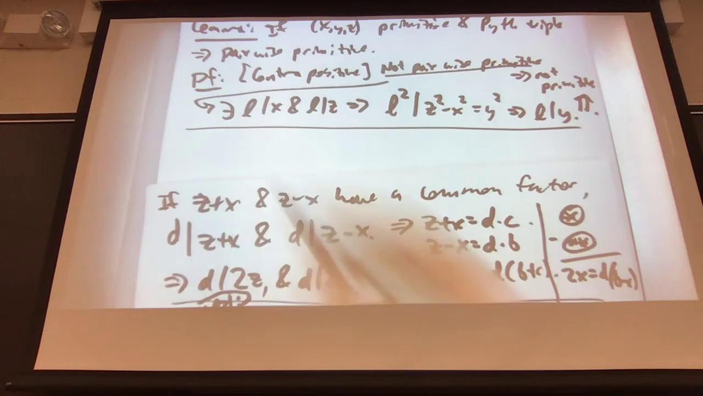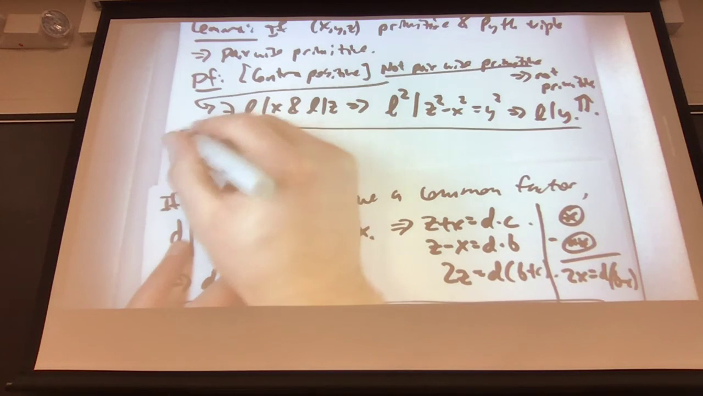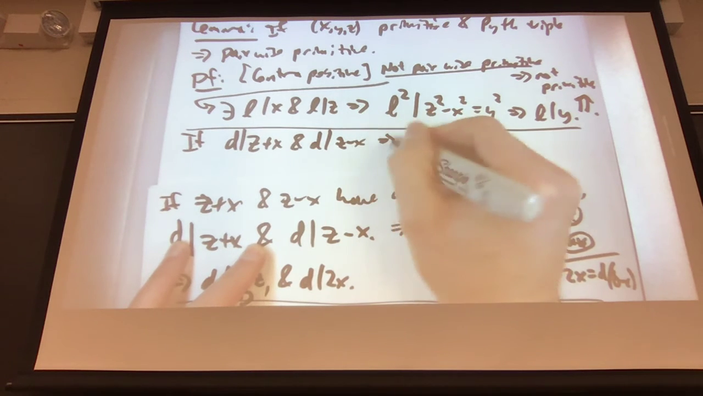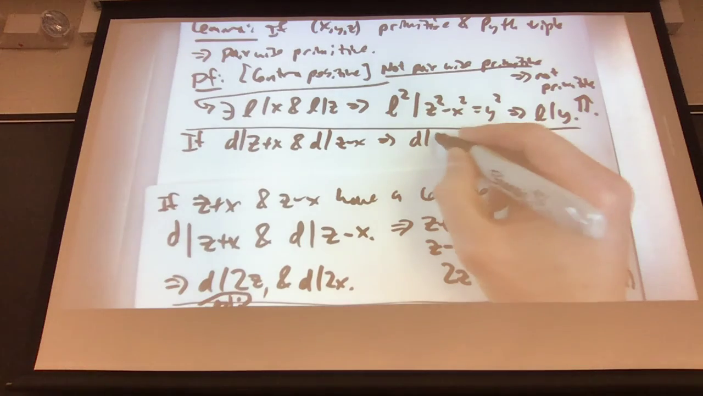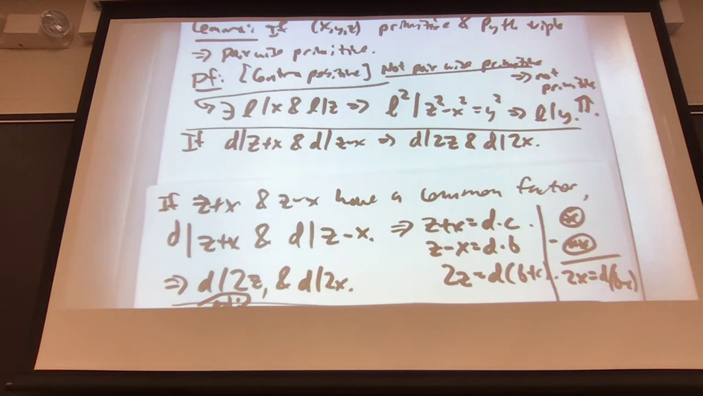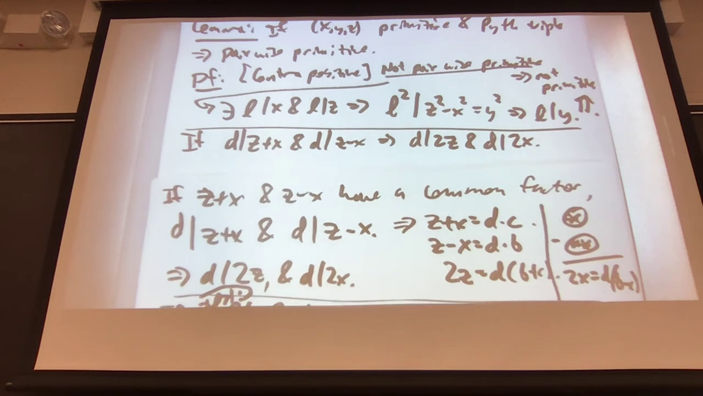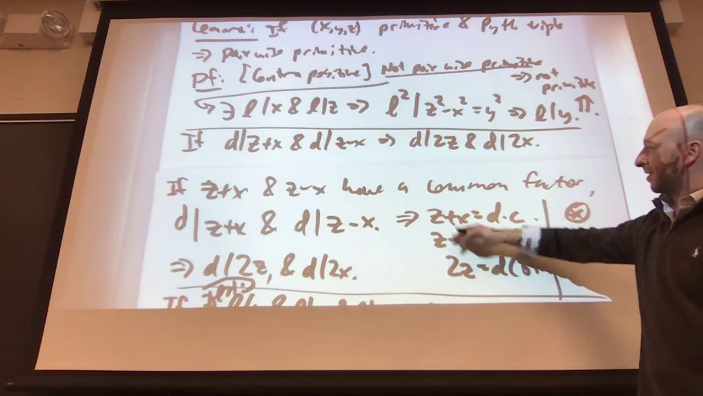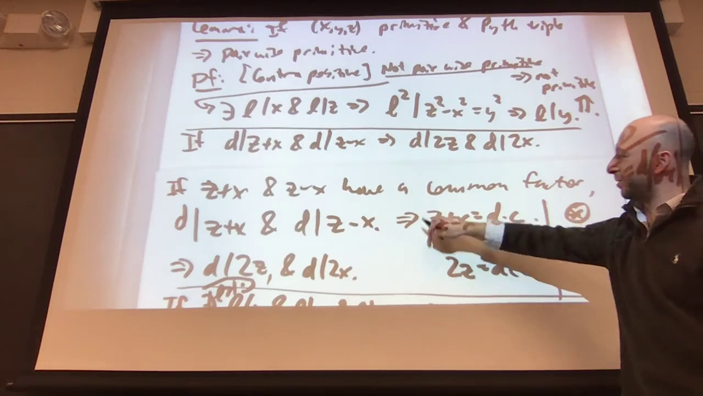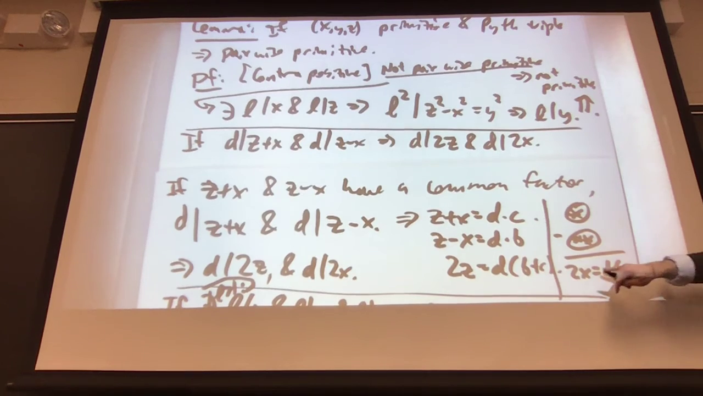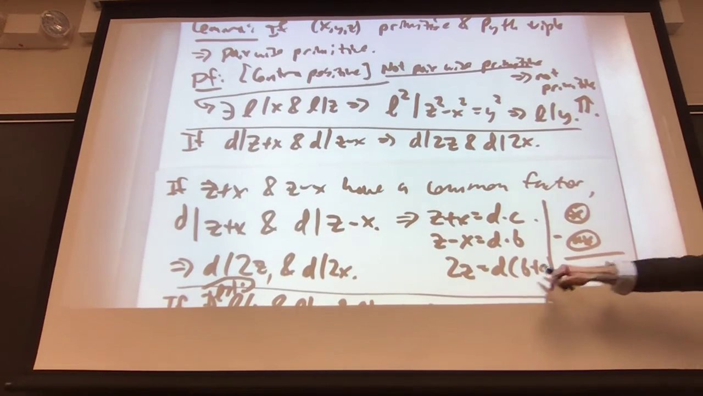Let's write that again. So if d divides z plus x and d divides z minus x, then d divides, well, I don't know about z, but I certainly know that it divides 2z. And d divides 2x. Does everybody follow that argument? Yeah, because it's right here. If z plus x is a multiple of d, z minus x is a multiple of d, you add the two, 2z is a multiple of d, and you subtract them, 2x is a multiple of d. So d divides 2x, d divides 2z.